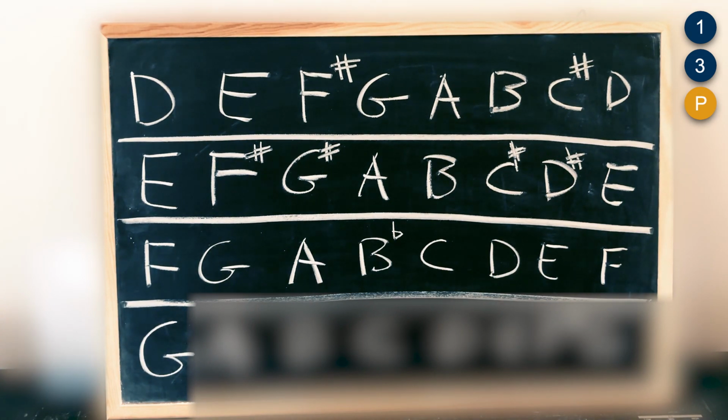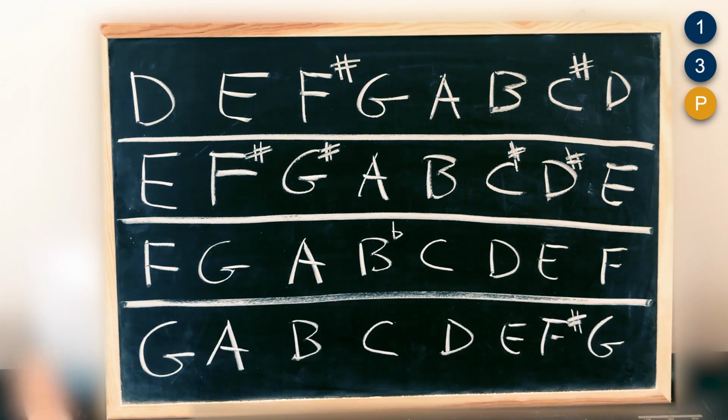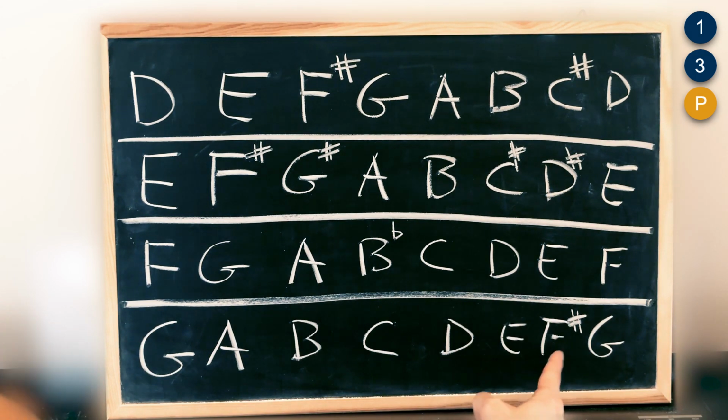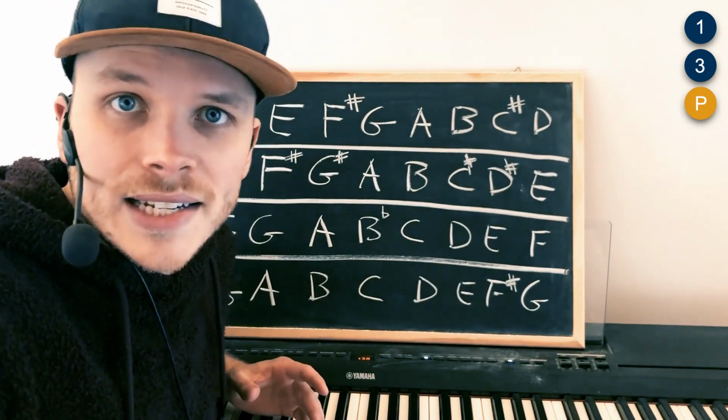And then the final one, G major, revealing that in 3 seconds. 3, 2, 1. G, A, B, C, D, E, F sharp. There's only one sharp in here, and it's the F sharp. So I hope you had these scales written down correctly.